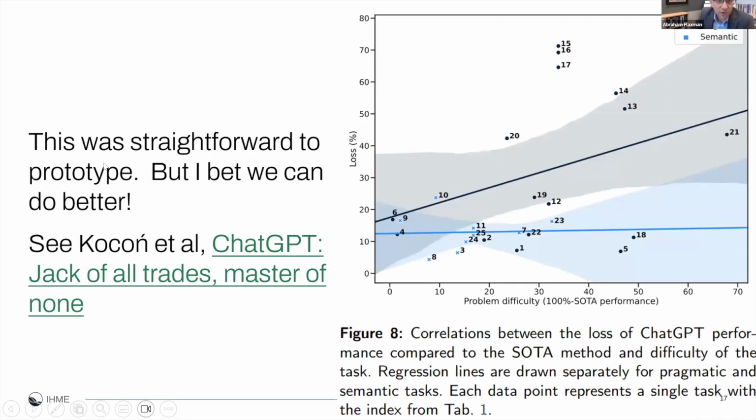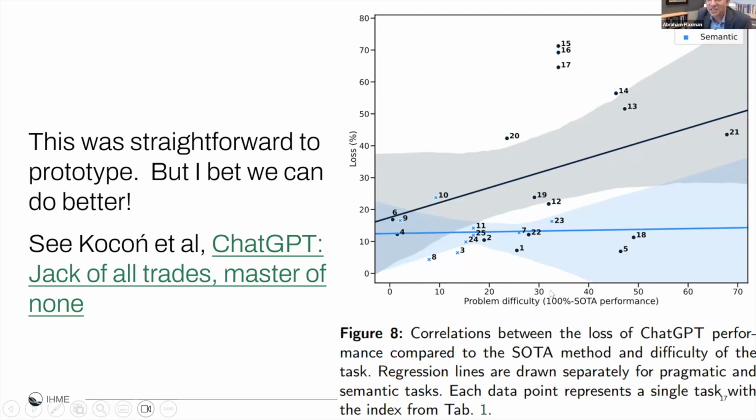But while it was straightforward to prototype, based on some results I've been reading about, I bet there's better that we can do than trying to come up with a really good prompt and asking it in a chatbot interface to ChatGPT. And I'm really inspired by this finding from a paper by Cocone et al. called "ChatGPT: Jack of all trades, master of none," where they report on a number of different sorts of NLP tasks, task 1, task 2, task 3, read the paper to see what they are, and how well the prompt that they came up with to get ChatGPT to do the task compared with state-of-the-art performance.